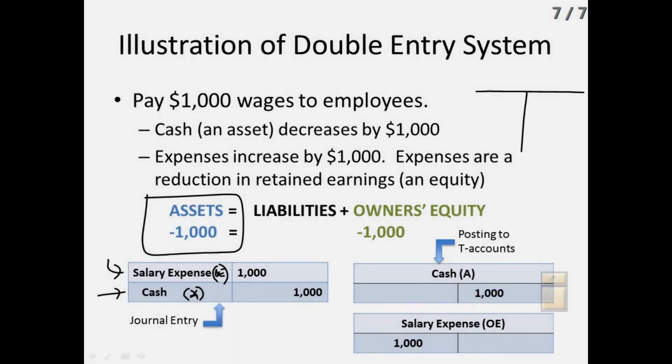Now, if we want to keep a running tally from the previous slide, how much cash do I have to use now at this point? 39,000, right?